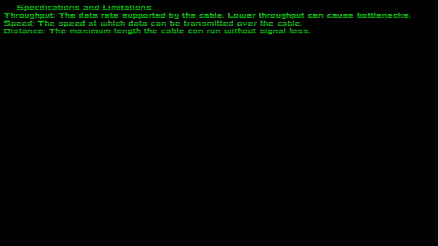Connectivity troubleshooting. Specifications and limitations. Throughput. The data rate supported by the cable. Lower throughput can cause bottlenecks. Speed. The speed at which data can be transmitted over the cable. Distance. The maximum length the cable can run without signal loss.